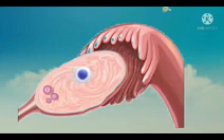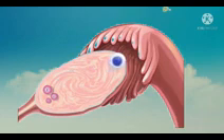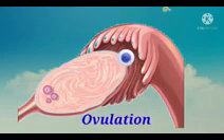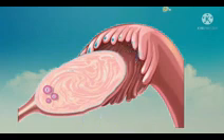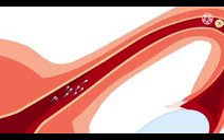After maturing, the ovum is released from the ovary. The release of the egg from the ovary is called ovulation. After ovulation, the egg enters the widened funnel-shaped fallopian tube. The egg passes through the fallopian tube to meet sperm cells.